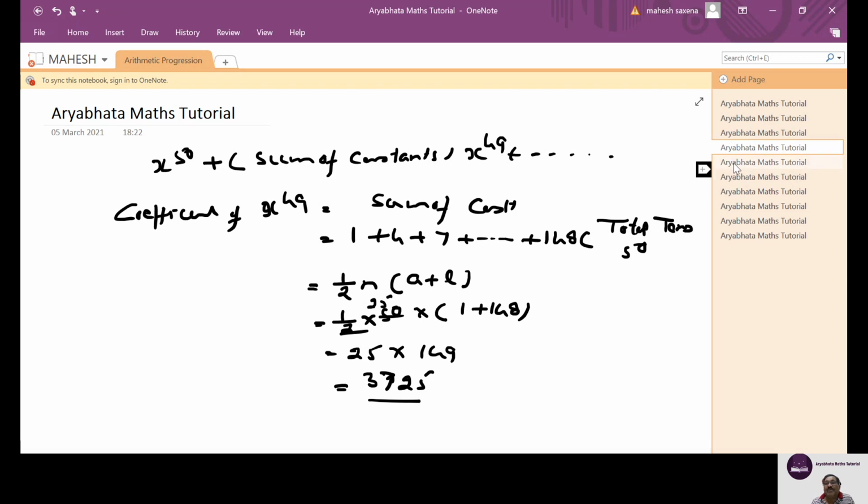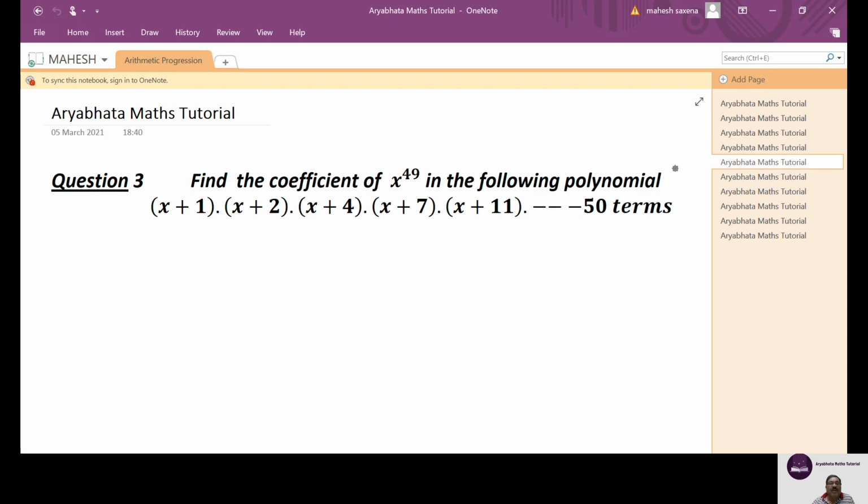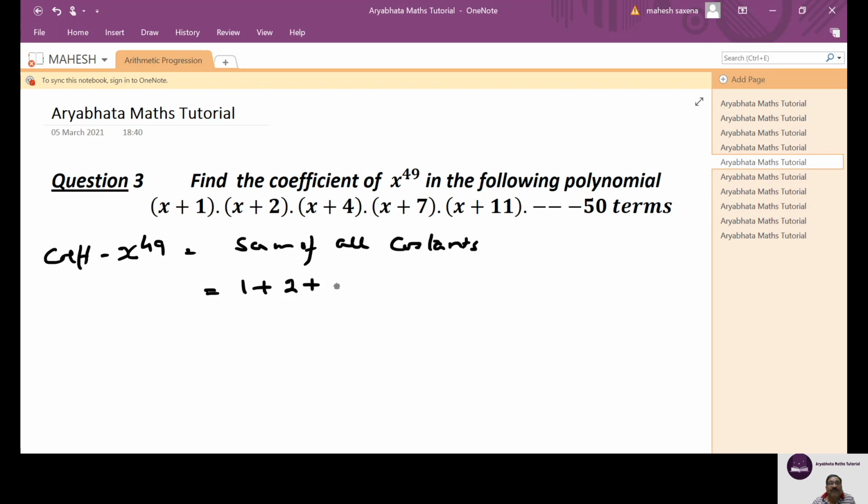Now we come to the third question. Find the coefficient of x to the power 49 in the following polynomial. Again, the coefficient of x to the power 49 will be the sum of all constants. That is 1 plus 2 plus 4 plus 7 plus 11, up to 50 terms.